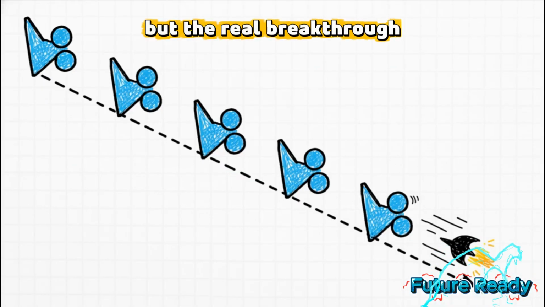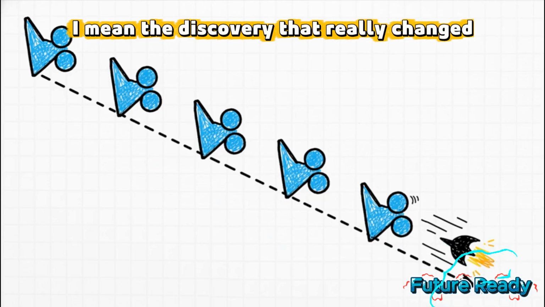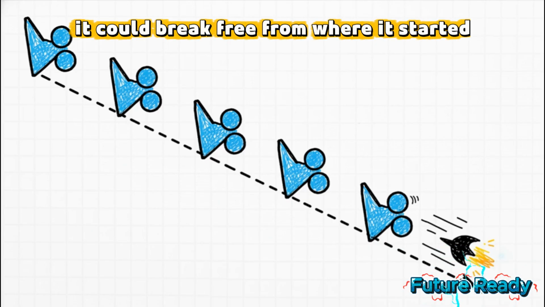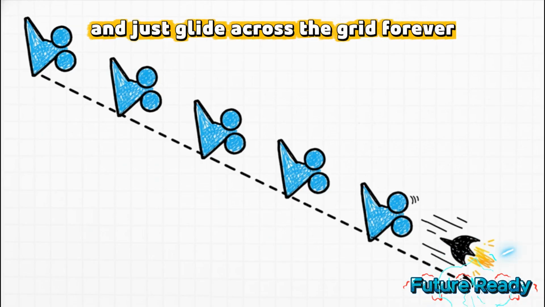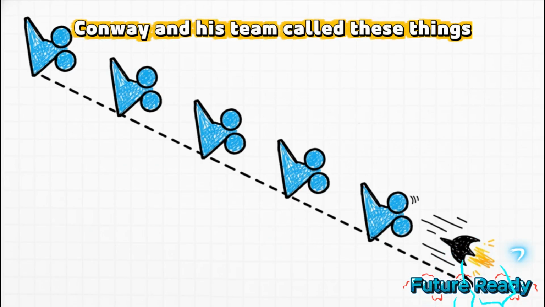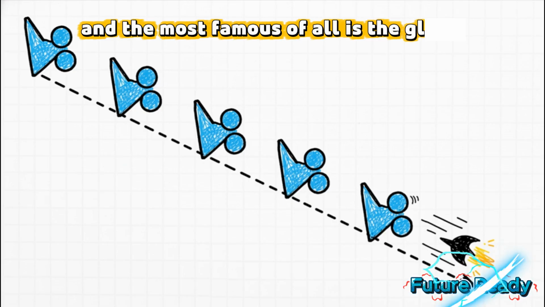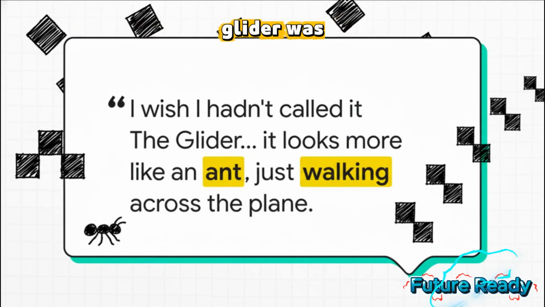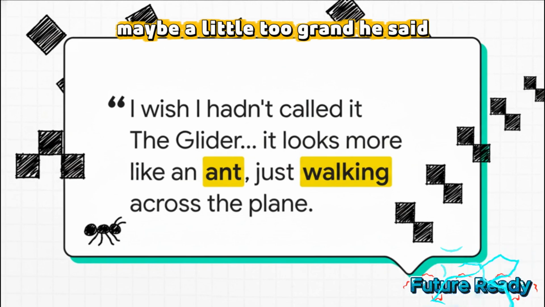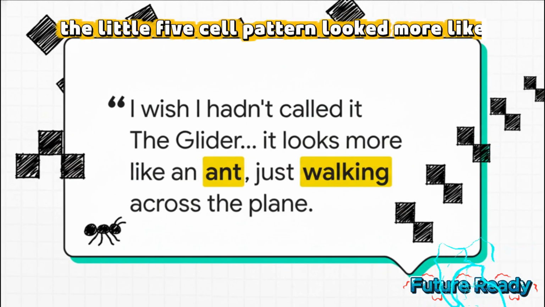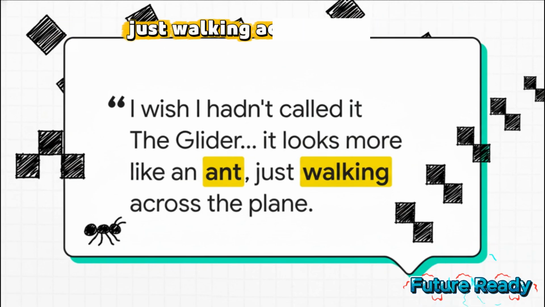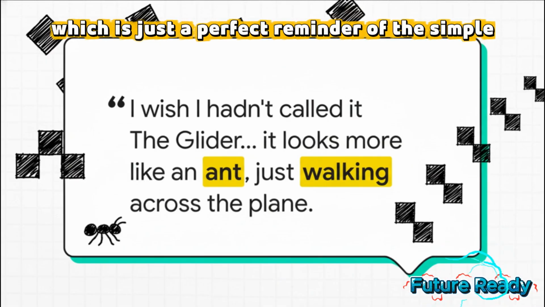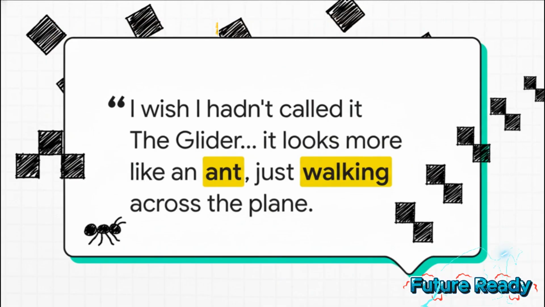But the real breakthrough, the discovery that really changed everything, was a pattern that could actually travel. It could break free from where it started and just glide across the grid forever. Conway and his team called these things spaceships, and the most famous of all is the glider. Conway himself felt the name glider was maybe a little too grand. He said the little 5-cell pattern looked more like an ant, just walking across the plane, which is just a perfect reminder of the simple, almost organic way these things were being discovered.